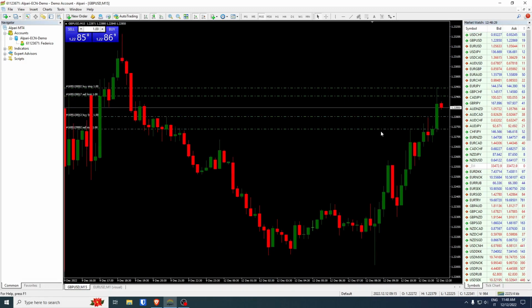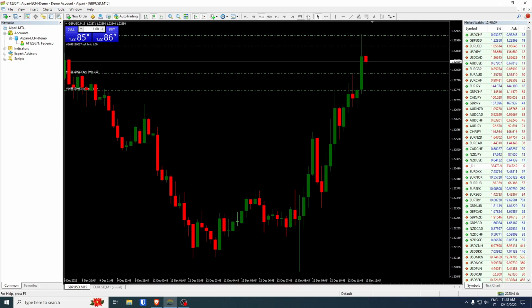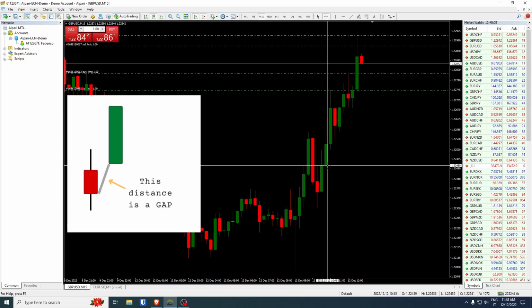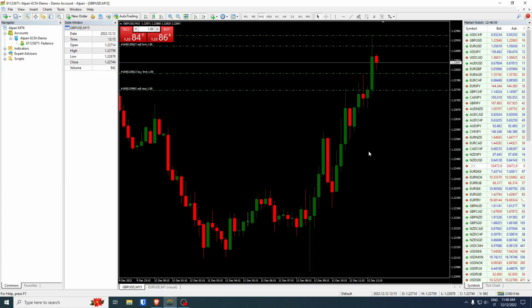Now we have the gap. What is a gap? A gap is when there is a distance between the close of the previous candle and the open level of the new candle. We use candles in the market to see how much the price has moved in a single period of time. For example, we have 15 minutes here. This means that we have a 15 minute candle. Each candle is 15 minutes.